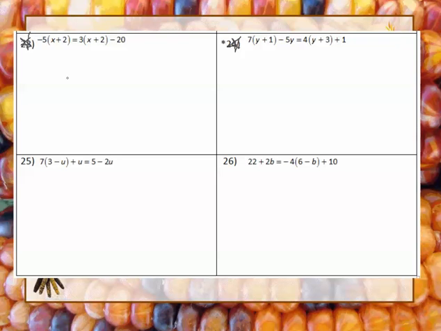Remember, you ask yourself, can I distribute? Then, can I combine like terms? Are there any letters I need to move to the left? And then you solve. So if you need to, look back in your notes, pause the video here, and I want you to try to do 25 and 26 by yourself, and then I'll go over one of them once you are ready. Unpause the video.